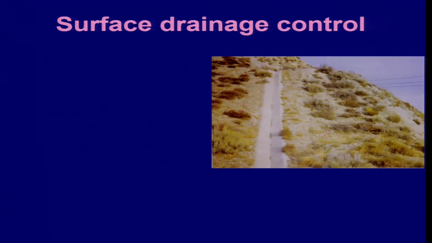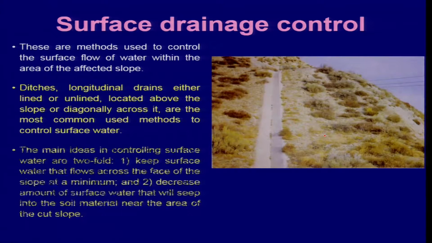Now, surface drainage: you can construct drainage on the surface and try to remove the water as fast as possible, because you are not allowing the water to percolate down into the ground or onto the slope, and that will reduce the chances of landslides.